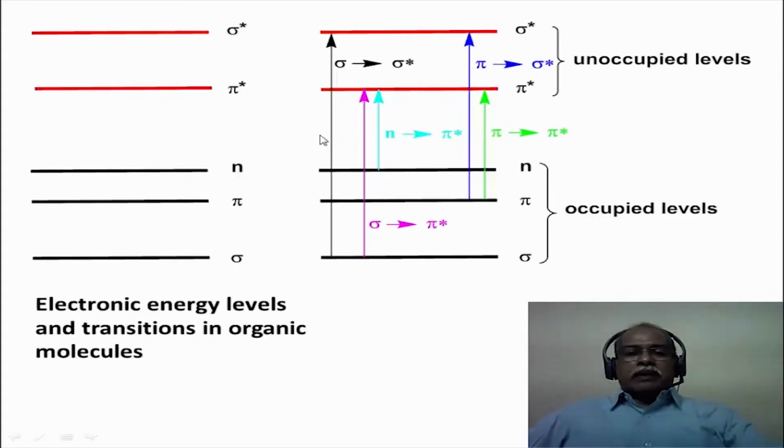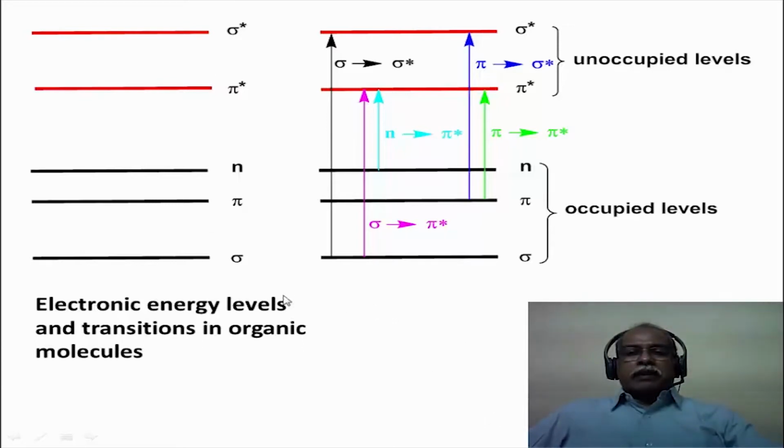Now, these are the common energy levels associated with organic molecules. Organic molecules invariably have sigma bonds, so they will have sigma electrons. Unsaturated compounds will have pi electrons also, and compounds with heteroatoms like nitrogen, oxygen, sulfur and so on, in addition to pi electrons and sigma electrons, can also have the non-bonded electrons. Then you will have the corresponding pi star molecular orbital and the sigma star molecular orbital. The possible transition states are shown here.